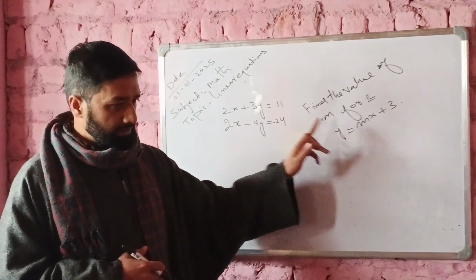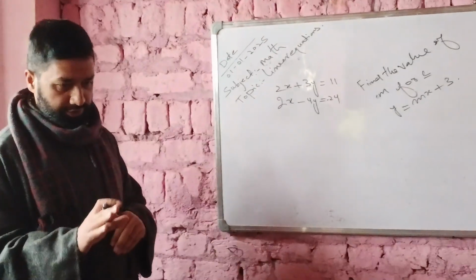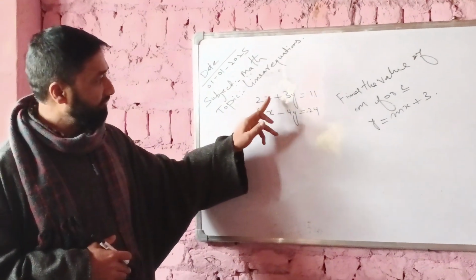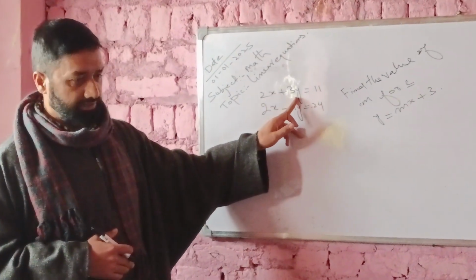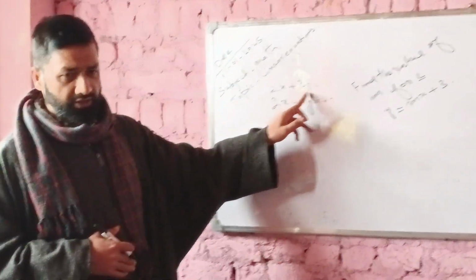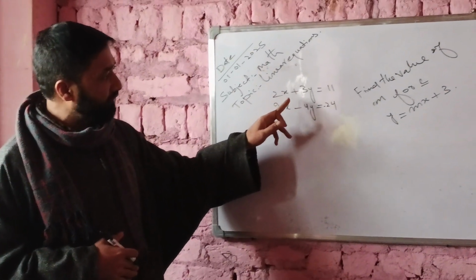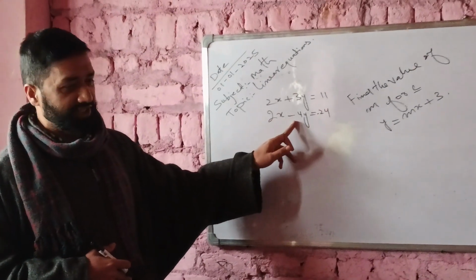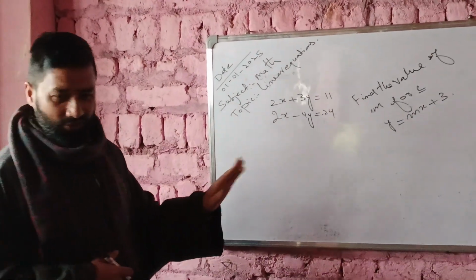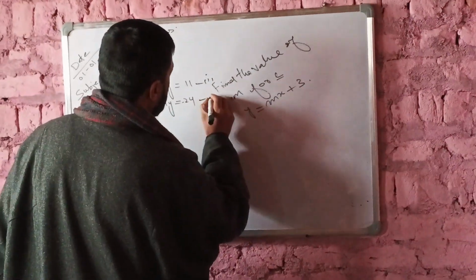So let us try to solve this pair of linear equations by using the substitution method. What is the substitution method? We have to find the value of one of these variables first. You are at liberty whether you find the value of x or y, and you can find it either from the first equation or from the second equation. The choice is all yours. Okay? No restrictions at all. So this is the first equation, and this is the second equation.